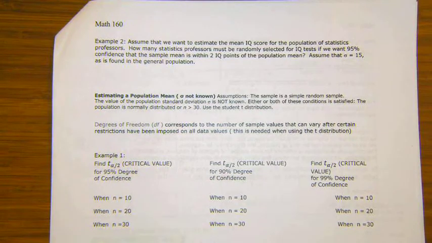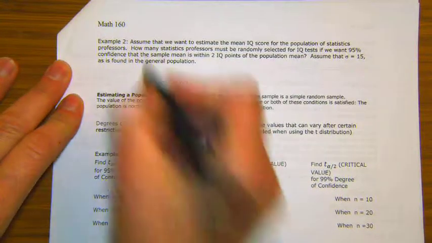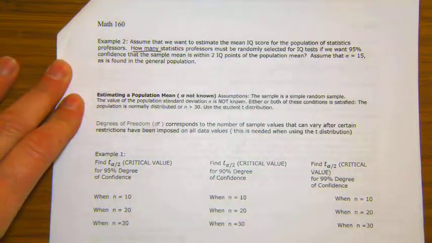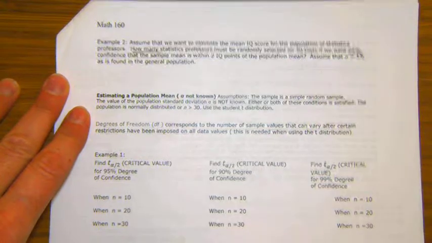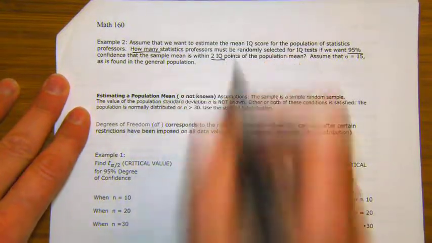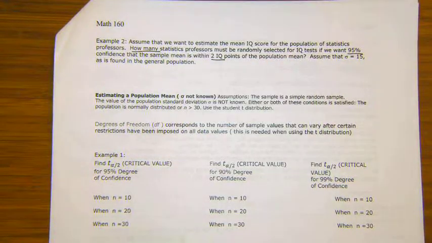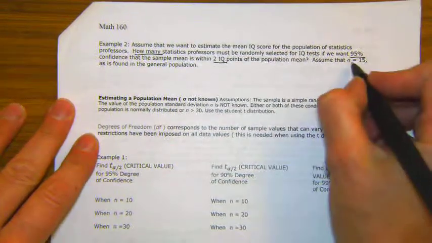Okay, so assume we want to estimate the mean IQ score for the population of statistics professors. How many statistics professors must be randomly selected for IQ tests if we want 95% confidence that the sample mean is within 2 IQ points of the population mean? Assume that sigma is equal to 15.